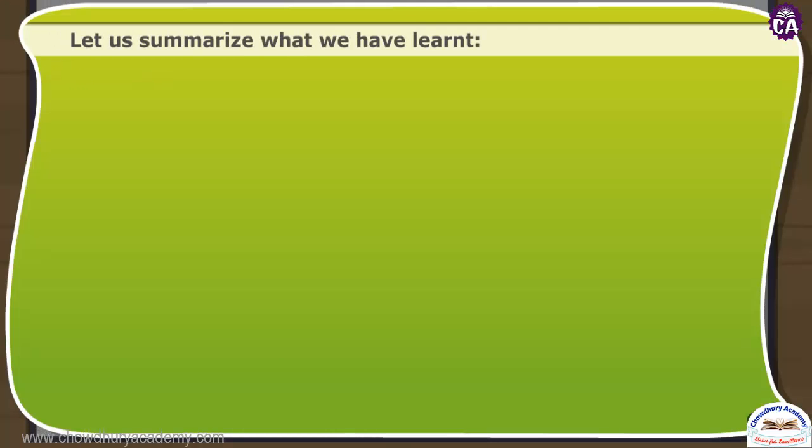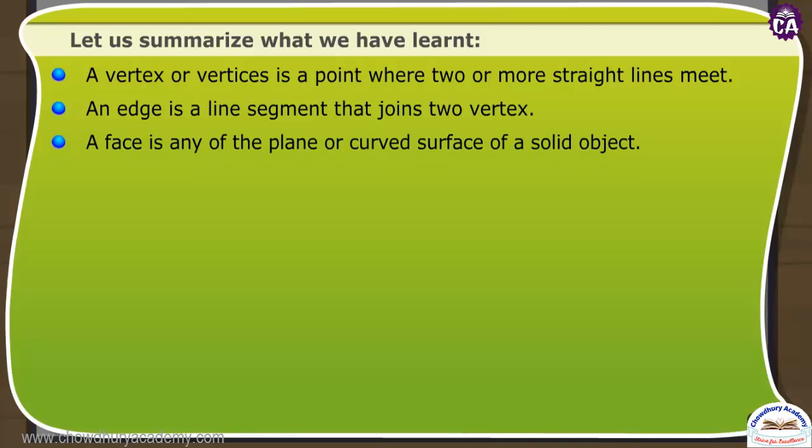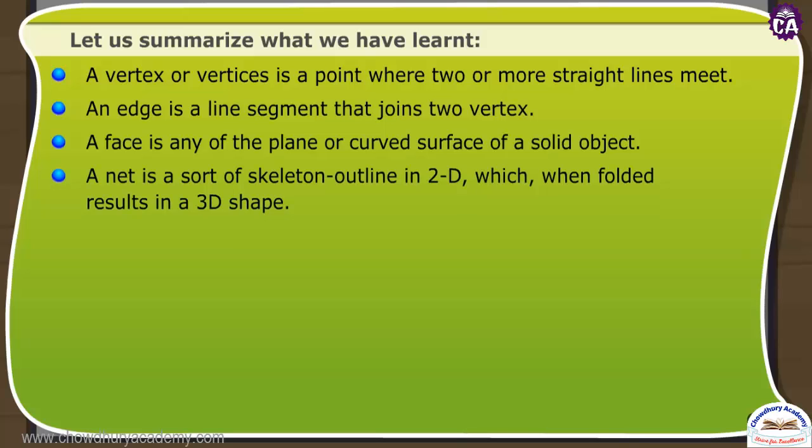Let us summarize what we have learned. A vertex or vertices is a point where two or more straight lines meet. An edge is a line segment that joins two vertices. A face is any of the plane or curved surface of a solid object. A net is a sort of skeleton outline in 2D, which, when folded, results in a 3D shape.